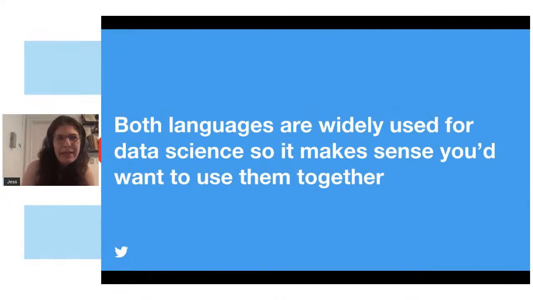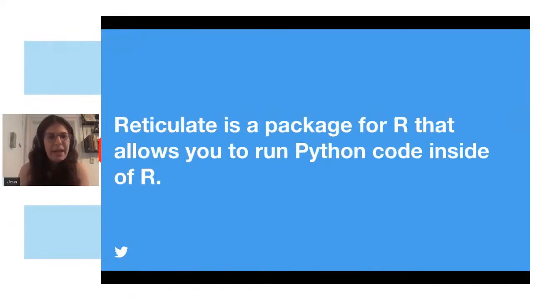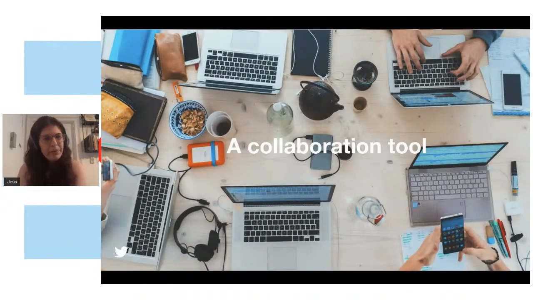And you might be wondering, why would I ever want to run my favorite Python library inside of R? The reason is that both languages are very widely used for data science, so it makes sense that you might want to use them together. The way that you do that is through a package called Reticulate. It allows you to run Python code inside of R. And the way that I like to think about this is it's a useful collaboration tool.